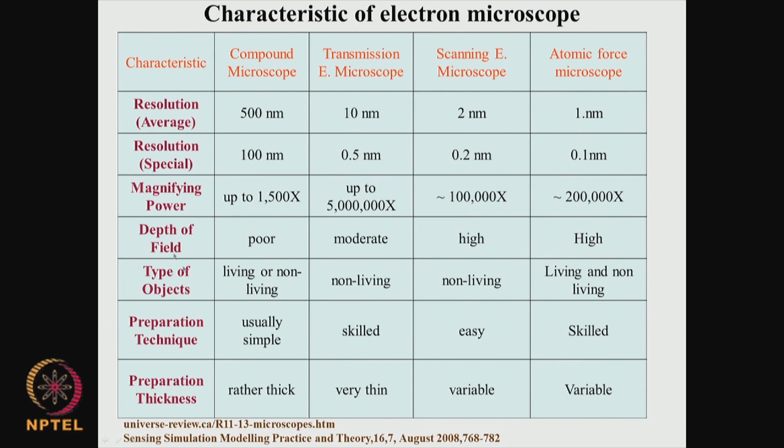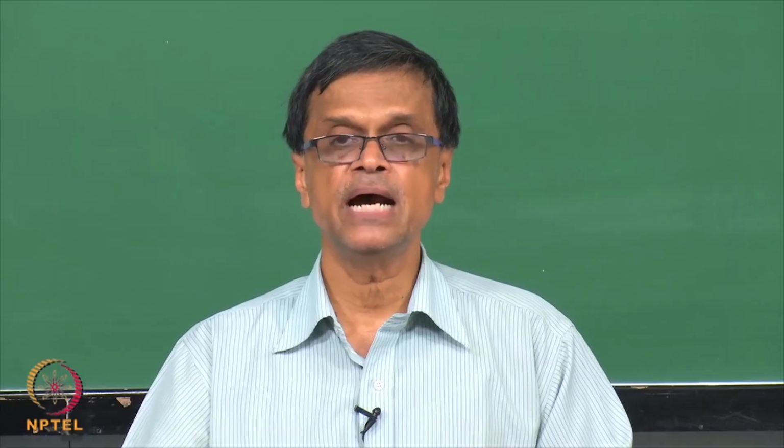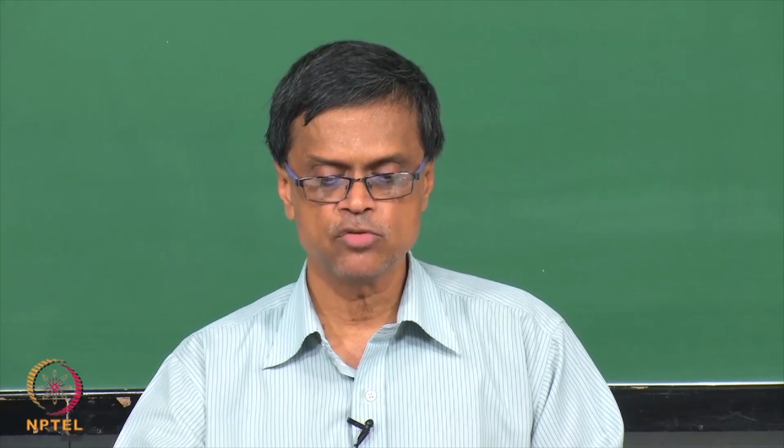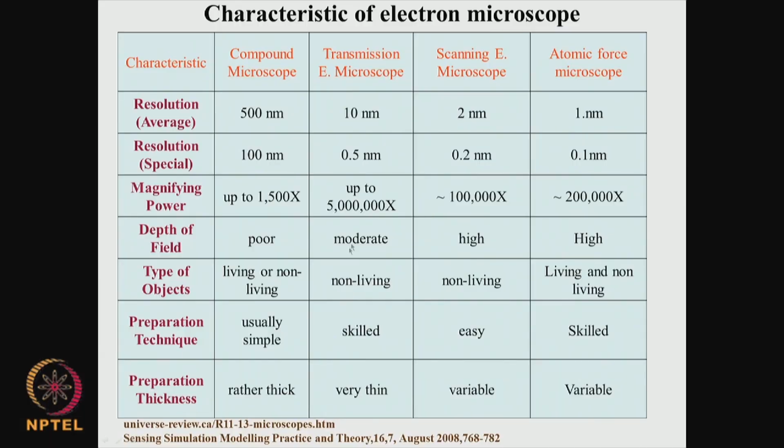Type of objects we can see: living and non-living things with a compound microscope. With TEM and scanning, because we are using electrons as a probe, it should have very high vacuum. Of course, there are now biological scanning electron microscopes where the vacuum levels are not very high, but still we need a very high vacuum in TEM and SEM. So, generally we cannot see live, we will always see dead bacterial biofilm, whereas we can see things live in a compound microscope and also in atomic force microscope, because we are not applying vacuum in AFM unlike TEM and SEM.